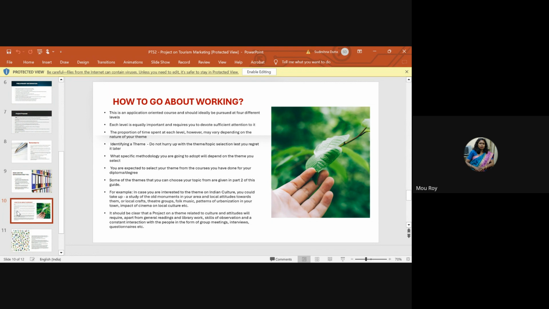And it should be clear that a project on a theme related to culture and attitudes will require, apart from general readings and library work, skills of observation and a constant interaction with people in the form of group meetings, interviews, questionnaires, etc. As I told you, you have to collect information, you have to collect data. Data can be collected by interviewing people, by meeting people, by asking them questionnaires, and so on. Okay, that is known as primary. And if you want to collect data from books and all, those are secondary data.